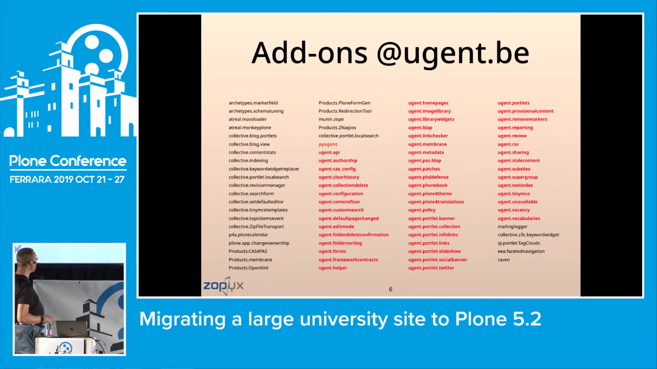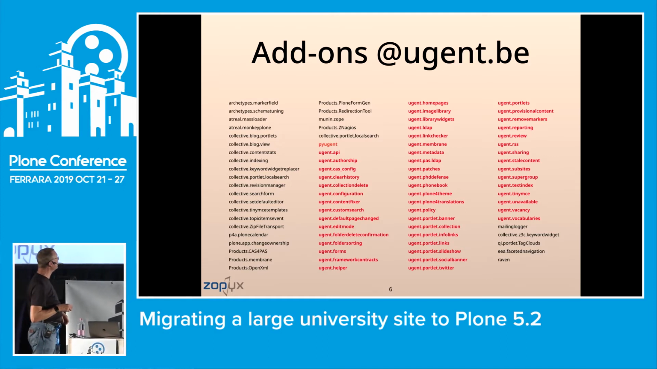So here's a list of the existing Plone add-ons used at UGent. The red ones are the packages maintained at UGent themselves, and then a lot of collective stuff. So you get an idea about the fun that we had to deal with at some point.